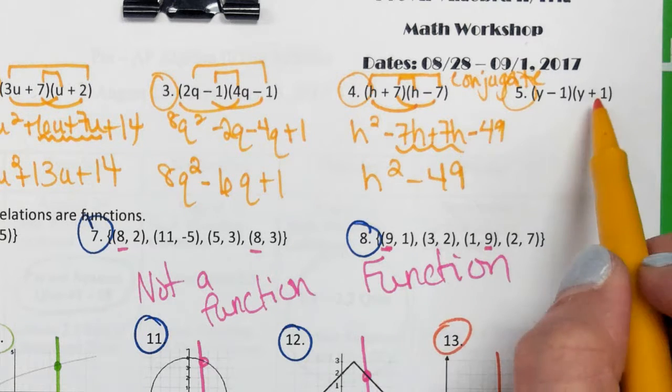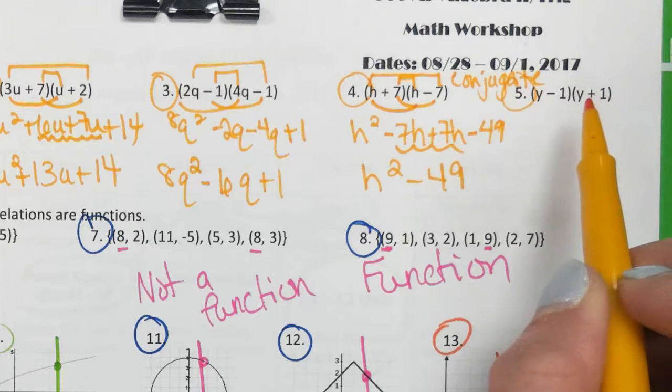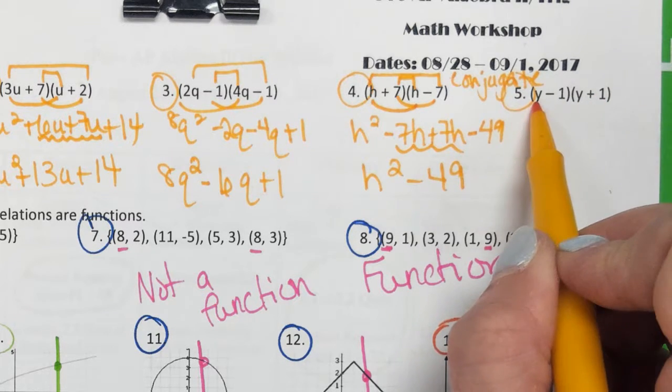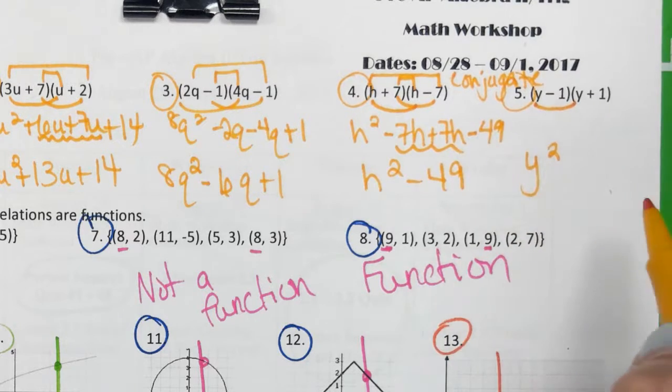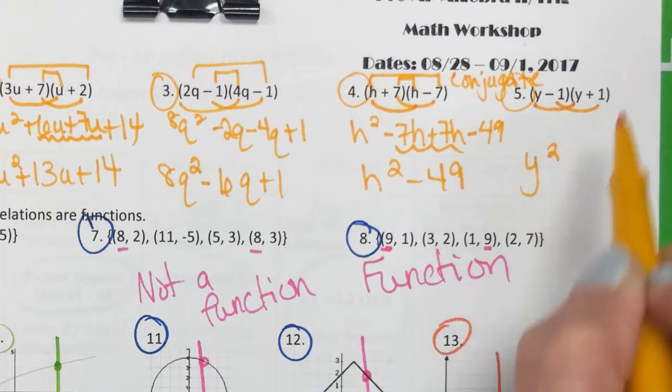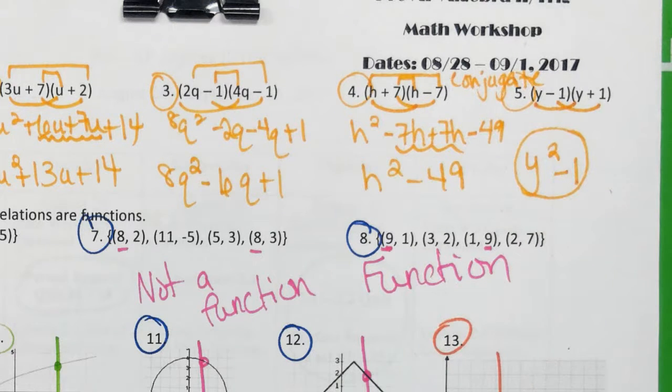So look at number 5. Are they the exact same thing except for the signs? Yes. So those are called conjugates. You only have to multiply the first, which is y squared, and the last, which is negative 1, because everything else will always cancel out. Are y'all okay? They have to be opposite signs. You cannot do it if they're exactly the same.